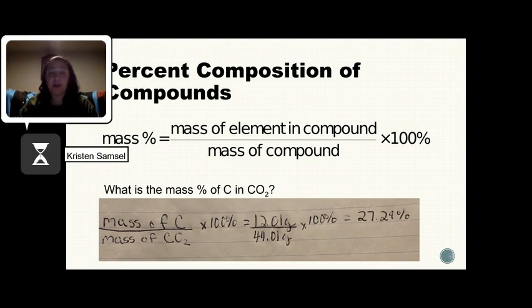Percent composition of compounds. So if we want to look for the mass percent, we're going to use the same technique we use to find the percent of anything. Part over whole times 100%. So we're going to say the mass of an element in the compound divided by the mass of the whole compound times 100%. So let's look at an example. If we want to find out the mass percent of carbon in CO2, we're going to say the mass of carbon divided by the mass of carbon dioxide times 100% equals 12.01 grams over 44.01 grams times 100%. So the mass percent of carbon in carbon dioxide is 27.29%.